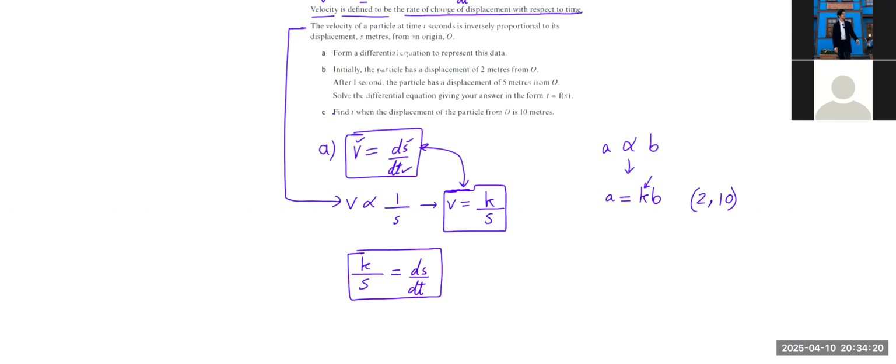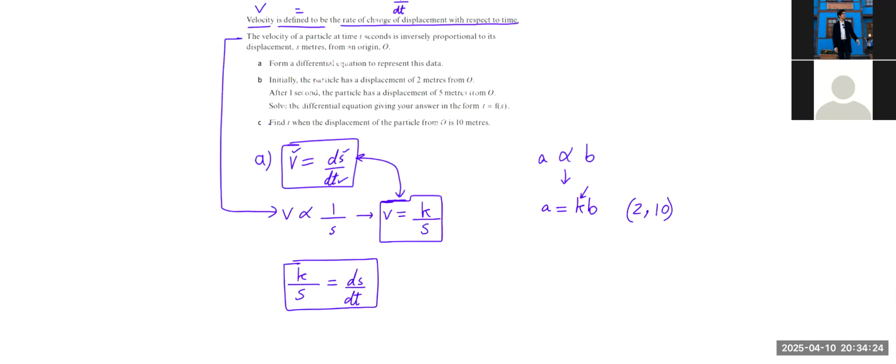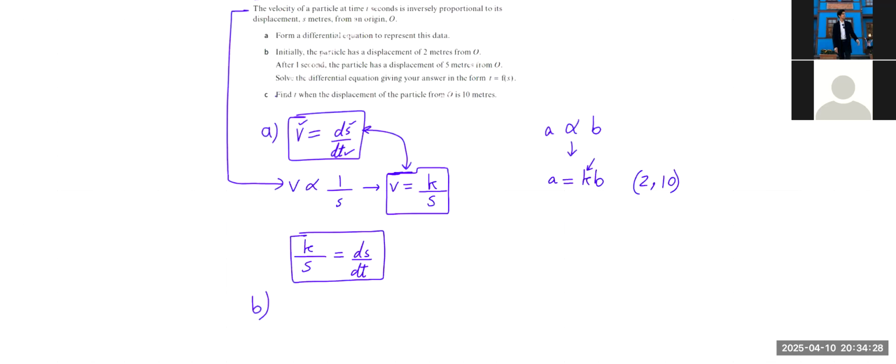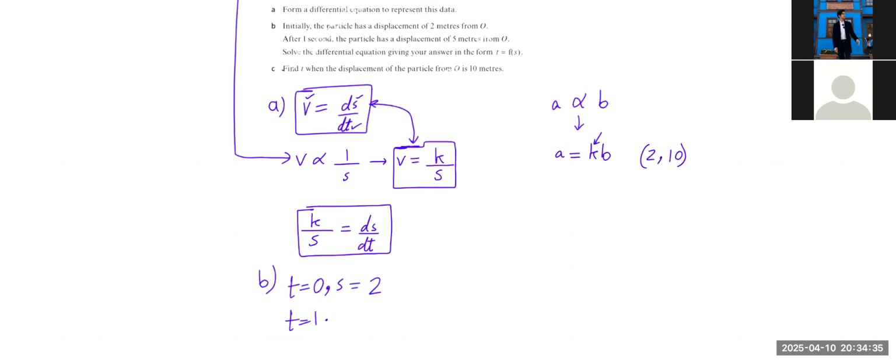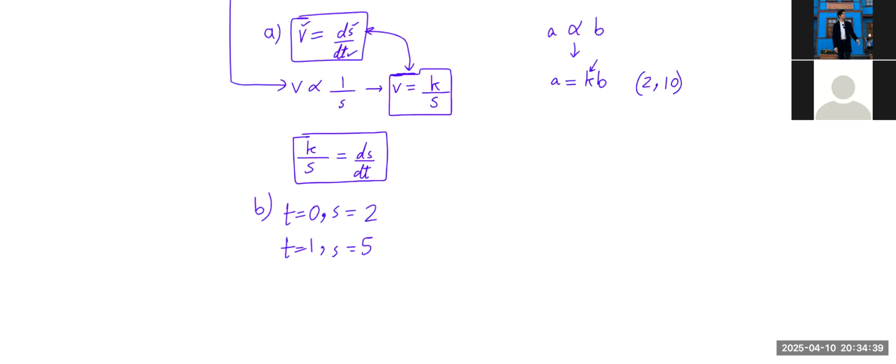Now, this is the answer to part A. Part B says initially the displacement is 2 meters. So when t is 0, displacement is 2 meters. And when t is 1, displacement is given to be 5 meters. I don't know why they gave us two data points, but let's see. So here's what we're going to do now.